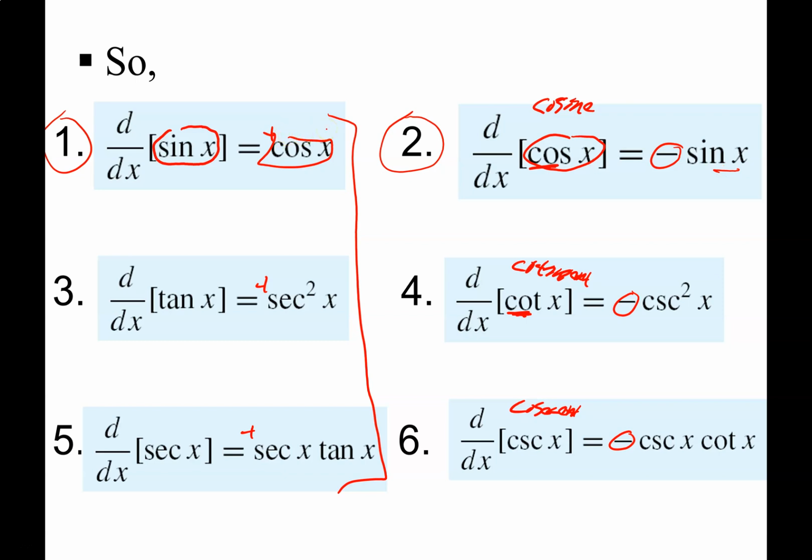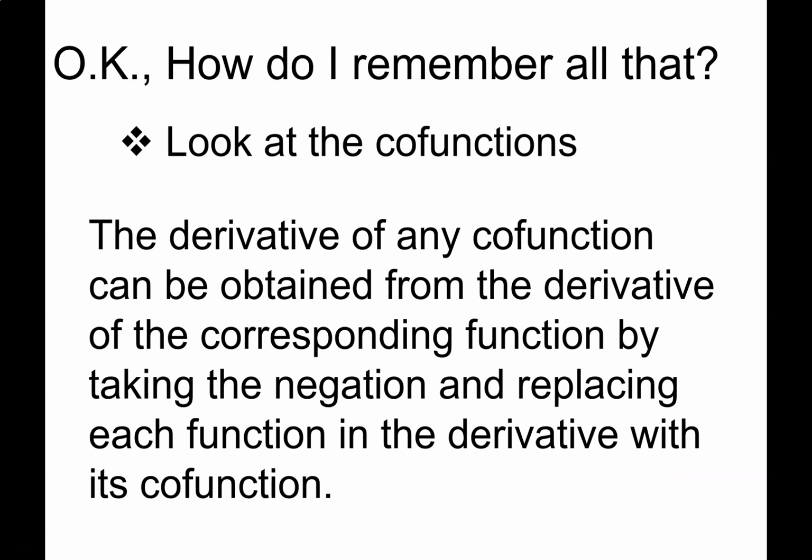So, like here, if this is a cosine, it is negative sine. So I took the co away from here. Here, if the derivative of tangent was secant squared, this is a negative cosecant squared. If the derivative of the secant was a positive secant and a tangent, then its derivative was a negative, and instead of secant, we do cosecant, and instead of tangent, we do cotangent. So, again, probably takes a little practice to do.